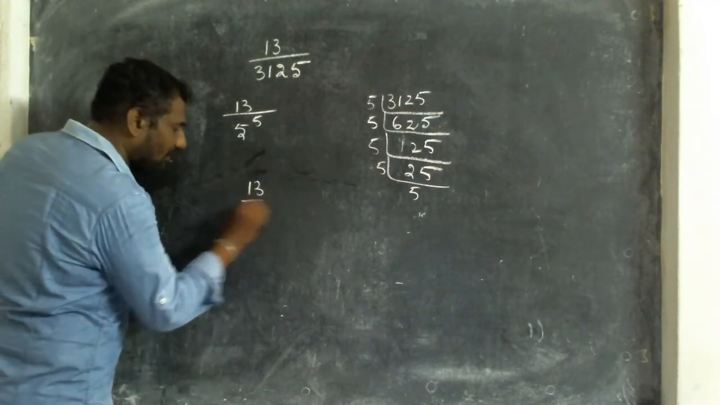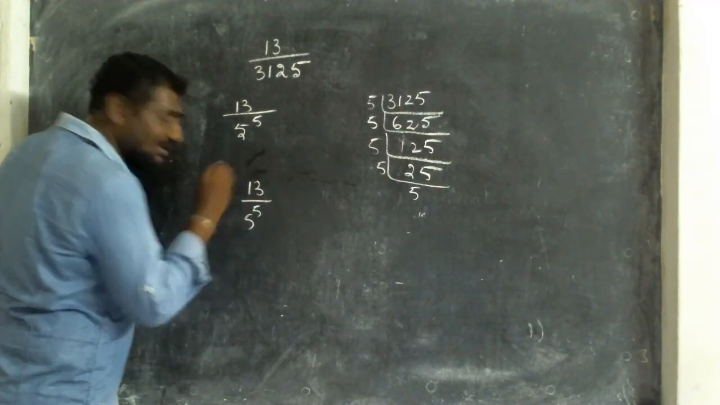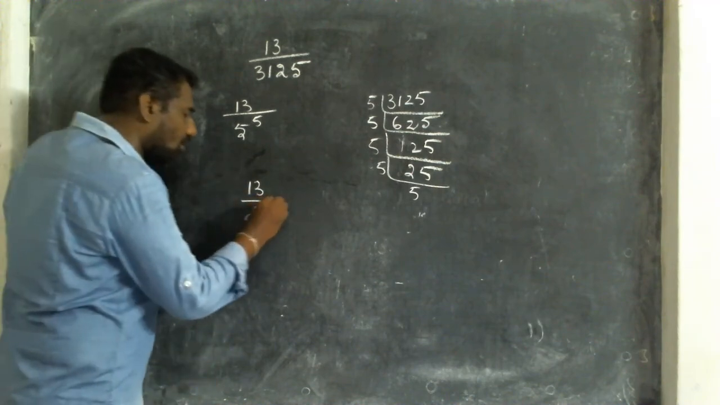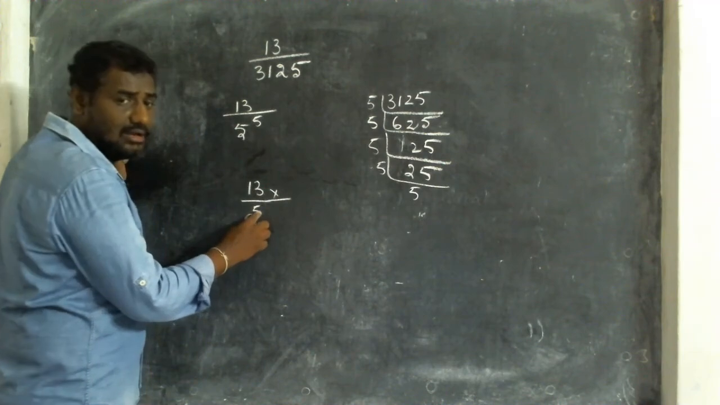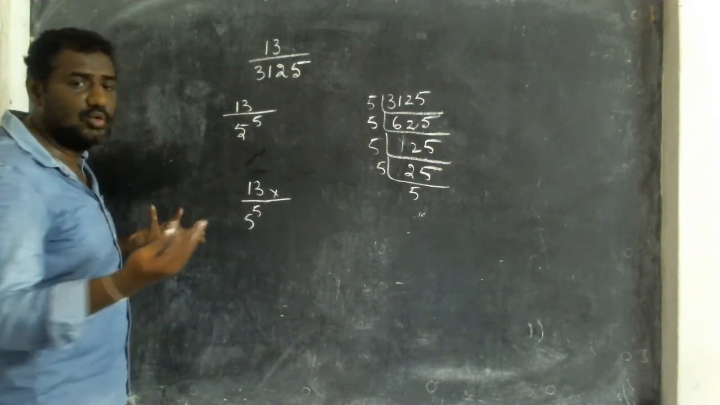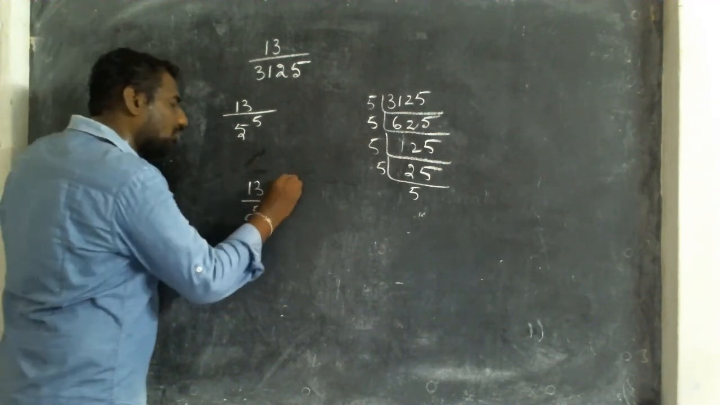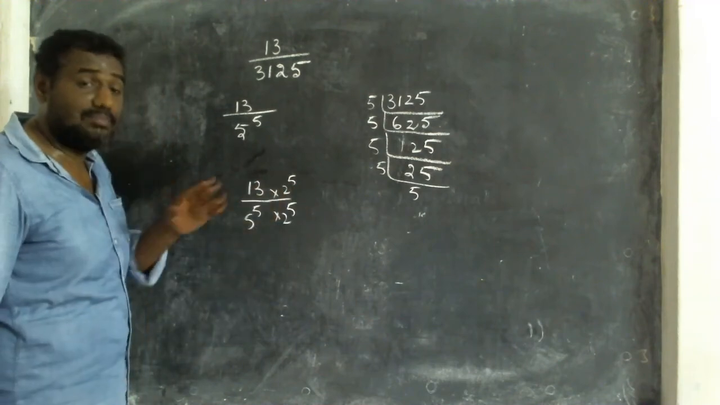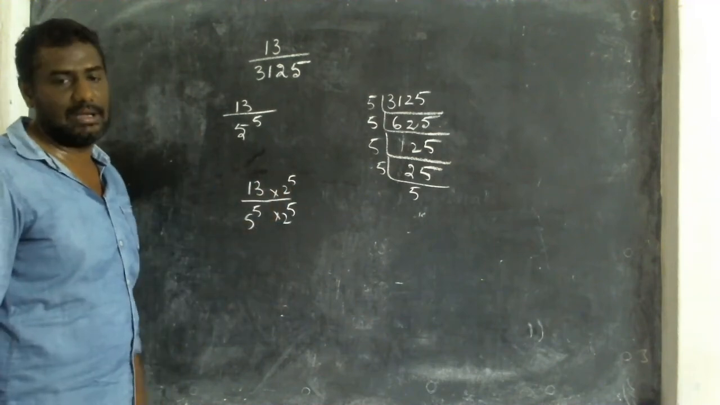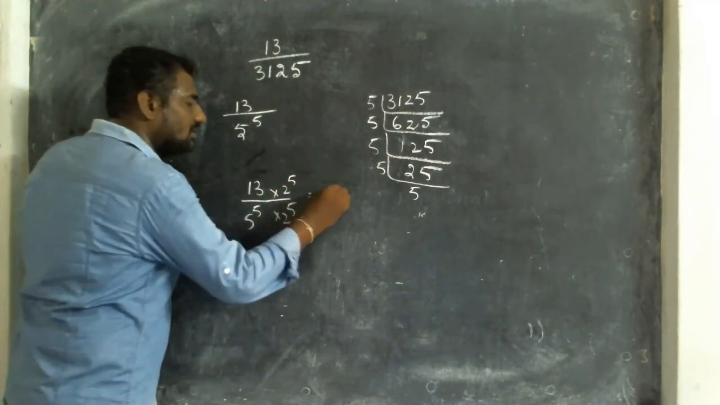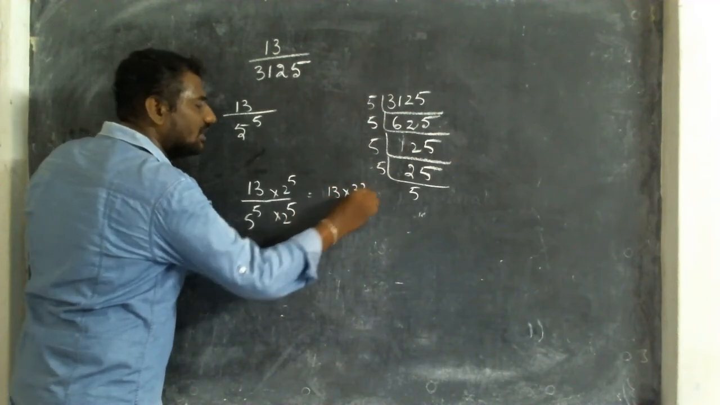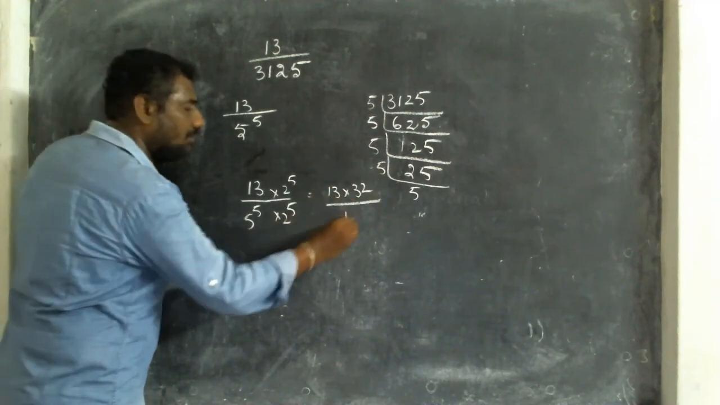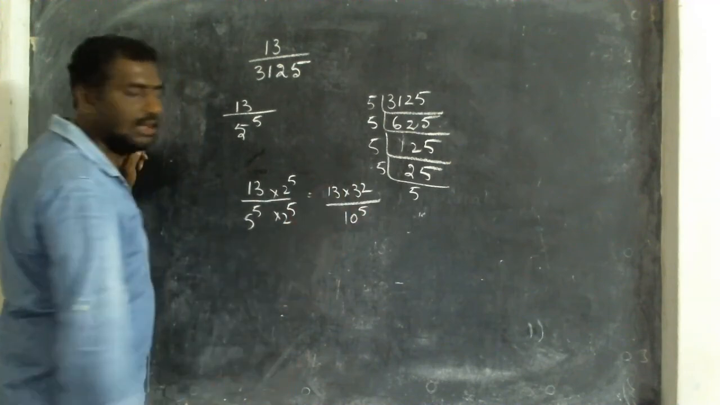Right. 13 by 5 power 5. How many 5's are there? That many 2 powers must be there. Here 5 powers are there. Now we want 2 powers. Here no 2 power is there, so we write 2 power 5 into 2 power 5. How many 5 powers are there, that many 2 powers we have to multiply. Now here 2 power 5 is 32. 5 twos are 10, 10 power 5. 32 into 13 multiplied.